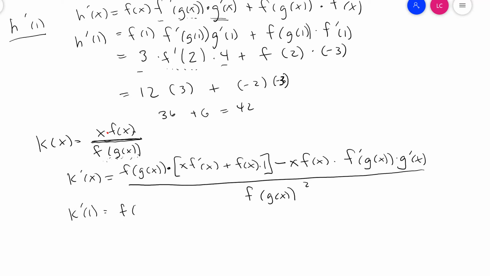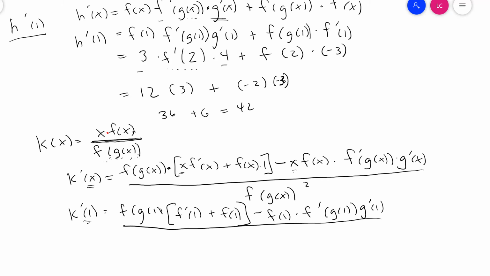So again, I really encourage you. So notice I'm saying k prime of x. Now I want to say k prime of 1. Whoops, I'm going to take the time to put the 1 in everywhere there's an x. So this x, I'm going to replace it with a 1. So I'm not going to write it anymore. So plus f of 1 minus, so again, put a 1 there, f of 1 times f prime of g of 1, g prime of 1 all over f of g of 1 all squared.